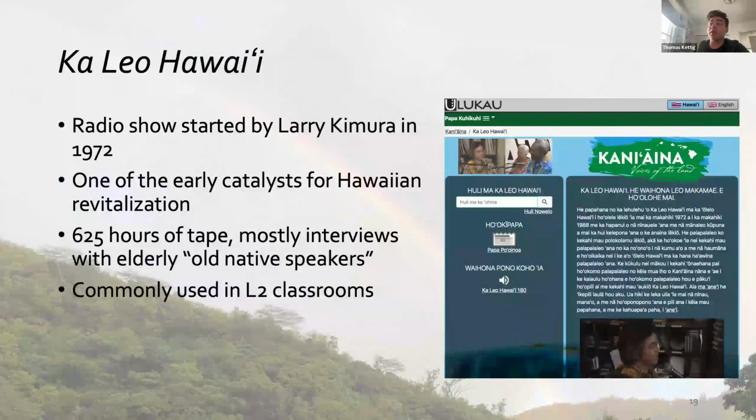And that brings me to the Ka Leo Hawaiʻi radio program that I mentioned before. This is a young Larry Kimura here. You can see his face here. He began interviewing elders in the 1970s and catalyzed the revitalization of Hawaiian through this radio program that broadcast the voices of elderly native speakers. There's 625 hours on tape. They've all been digitized, but have not all been transcribed.